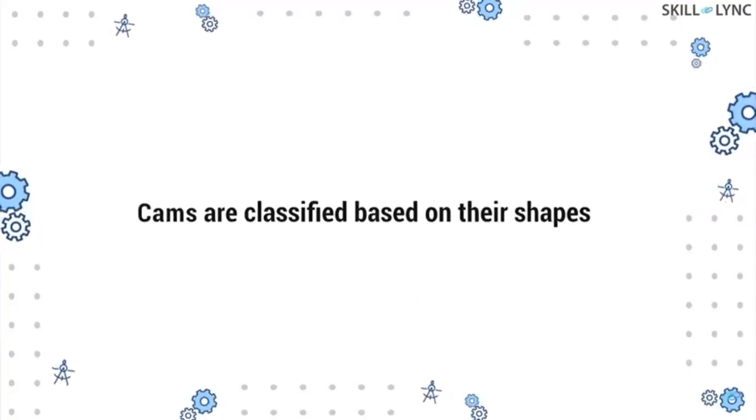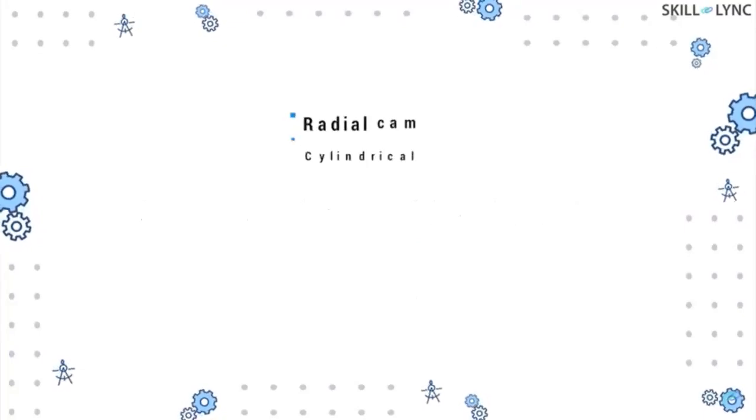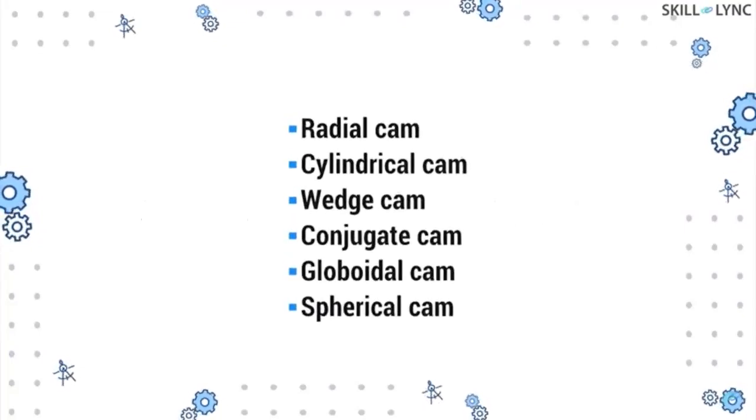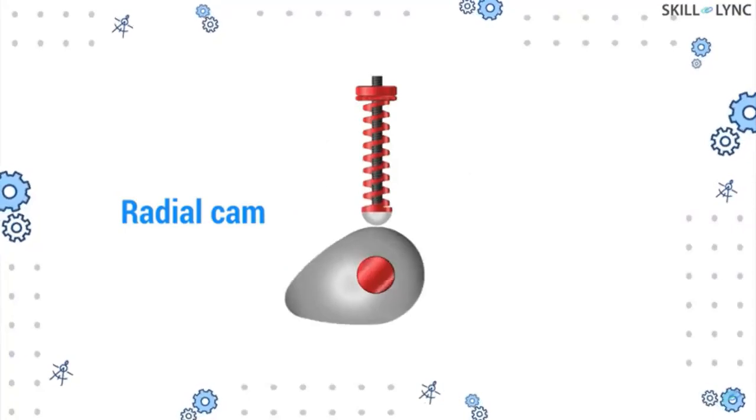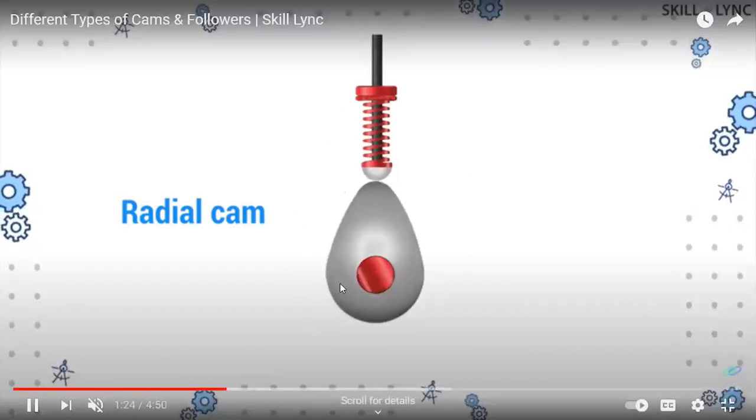So cams are classified based on their shapes. That is the radial cam, cylindrical cam, wedge cam, conjugate cam, globoidal cam, and the spherical cam. So these are the different types of cams based upon their shape. First one is the radial cam. So this is the radial cam.